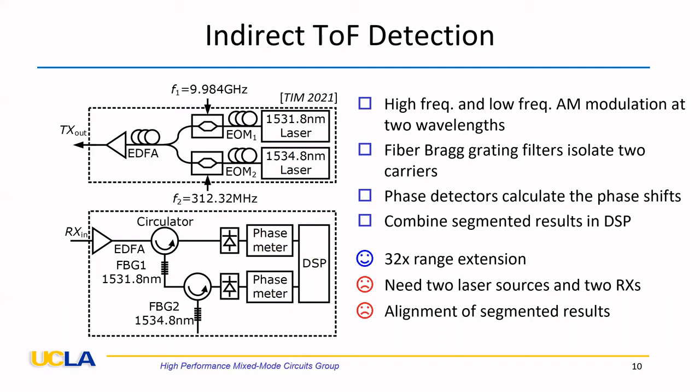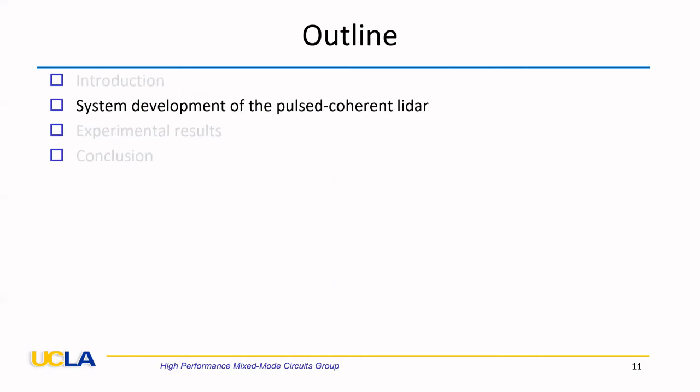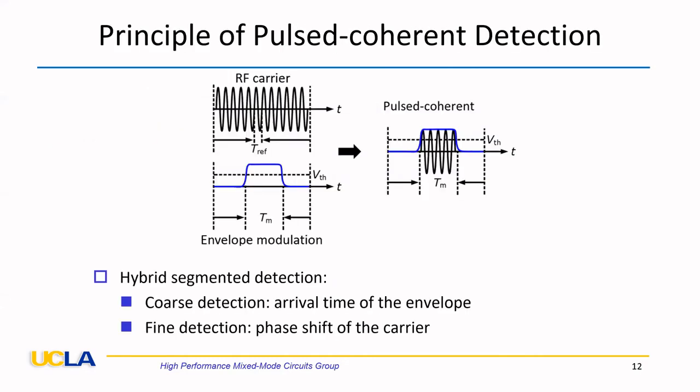Therefore, the alignment is very challenging. Next, I will show the proposed pulse-coherent LiDAR system. The idea of the pulse-coherent detection is to combine the advantages from both the direct time-of-flight detection and the indirect time-of-flight detection. The pulse detection can provide a fast sampling rate, and the fast detection can achieve high precision.